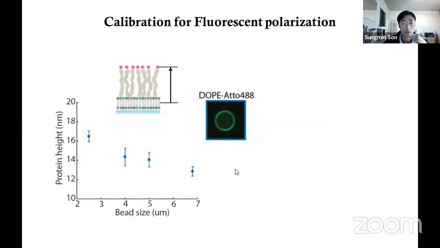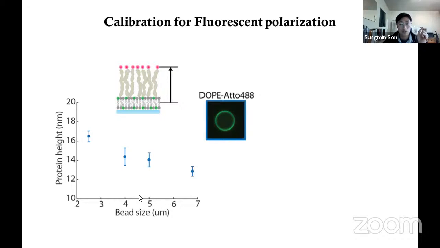I'll try to remain short. So the answer is no. It doesn't matter how large or small this sphere is. I can measure the protein size the same way, with the caveat that the fluorophore you're tagging the membrane with is not polarized. So this is actually the technical point that I spent so much time troubleshooting.